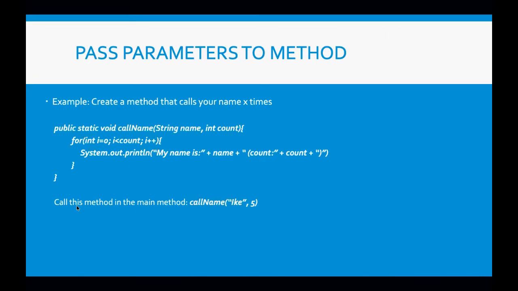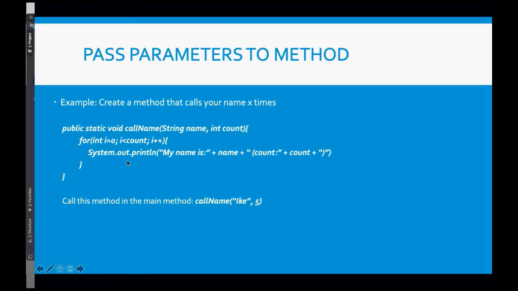So we'll be looking at how to pass parameters to a method. For this exercise, we'll be creating a method called callName, which takes in 2 parameters, name and count. The name is a string and the count is an integer. I wanted to call my name, let's say 5 times. So we'll create a method that calls my name 5 times. And this is a for loop that I'm sure was taught to you in past lectures. So we'll create a method called callName.